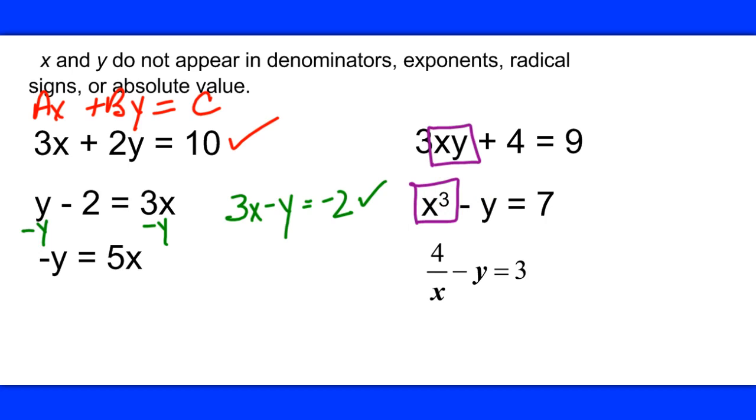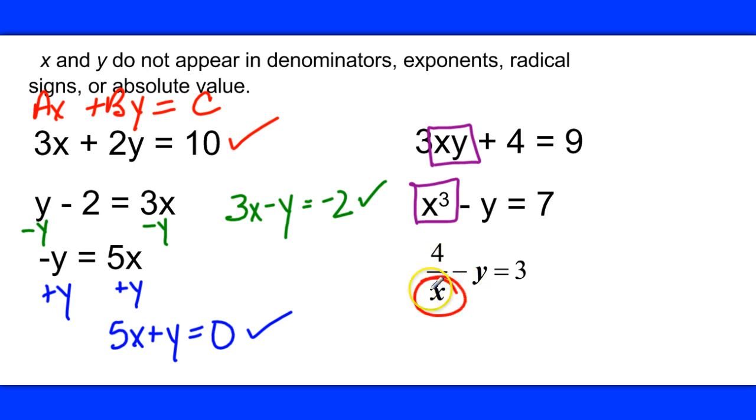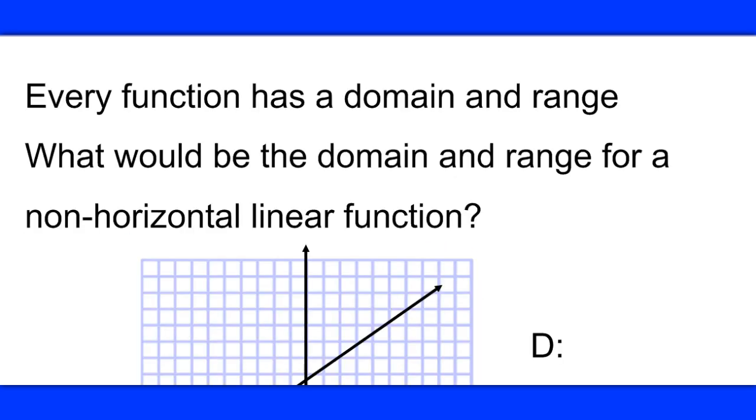What about this one right here? Well, if I add y to both sides, I get 5x + y = 0. Ax + By = C, check. And for this one, that would be a no because x is part of a denominator.